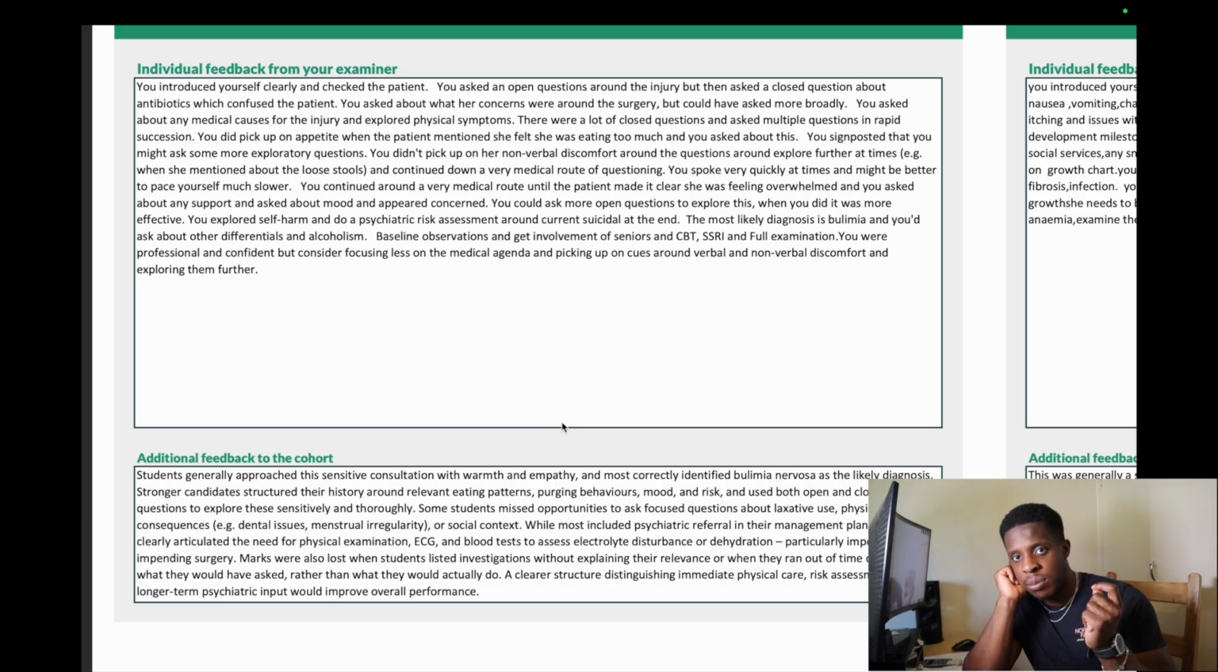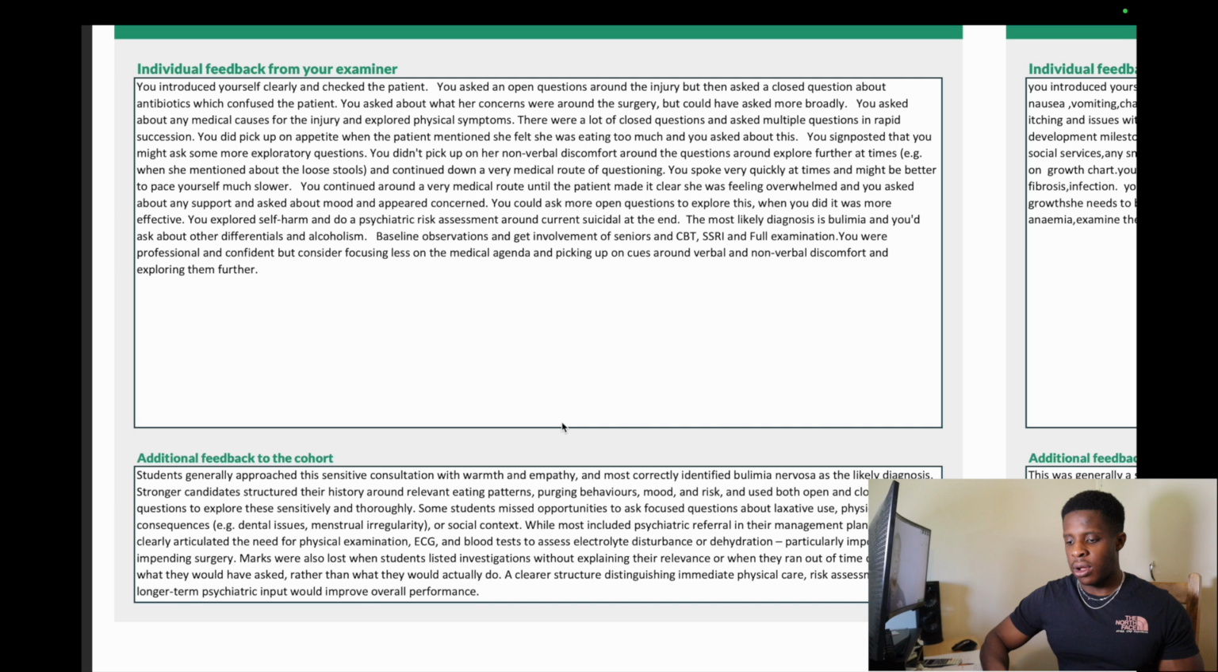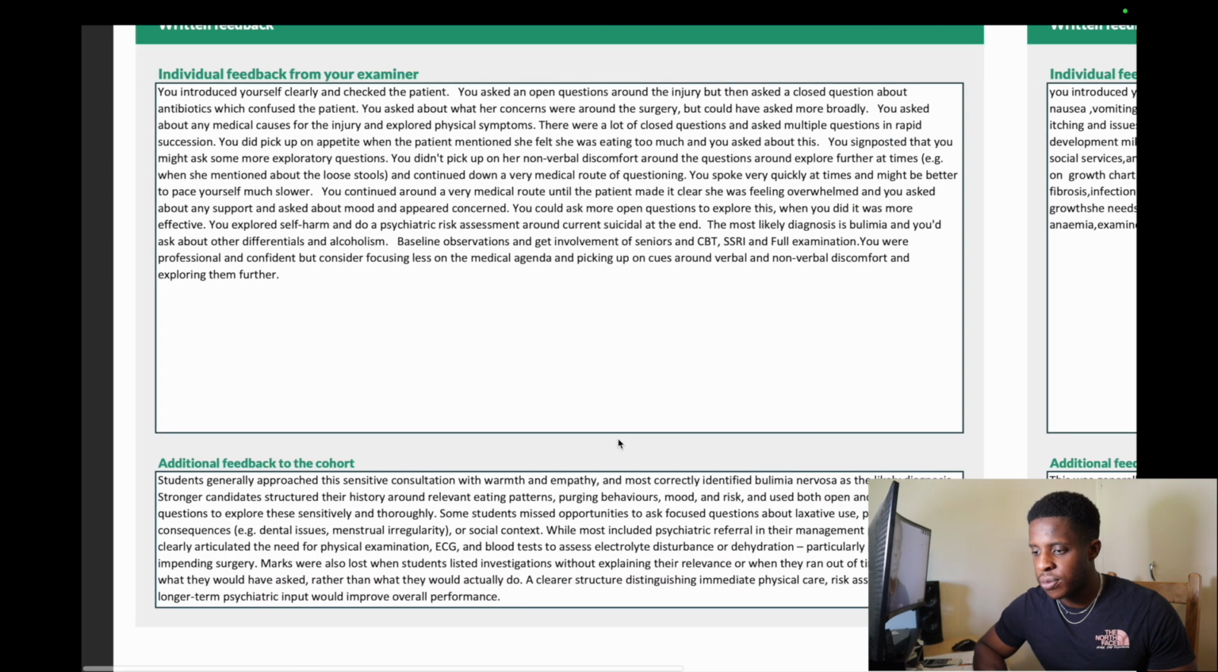So make sure again to link the medical and the psychological when you're considering your management for these types of patients. Particularly important given impending surgery. And marks were also lost when students listed investigations without explaining the relevance, or when they ran out of time discussing what they would have asked rather than what they would actually do. A clear structure distinguishing immediate physical care, risk assessments, and longer-term psych input would improve overall performance.